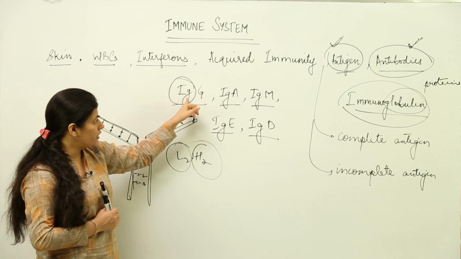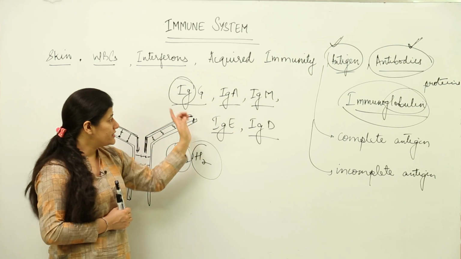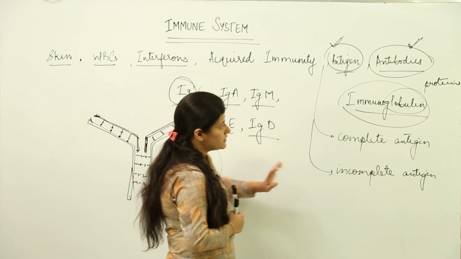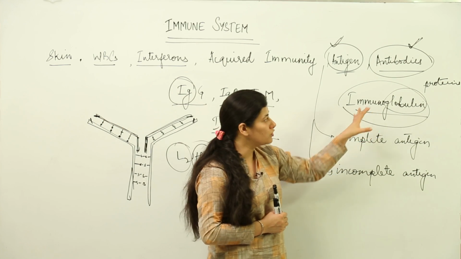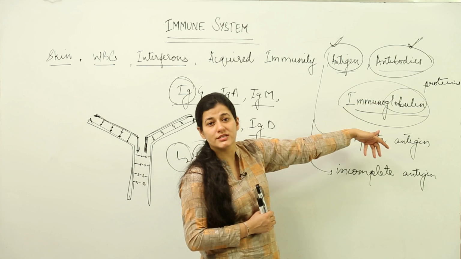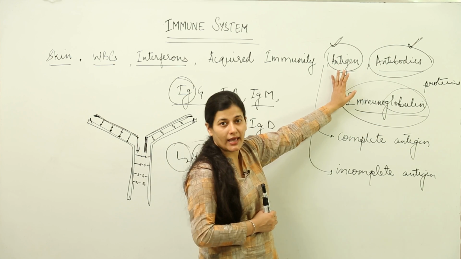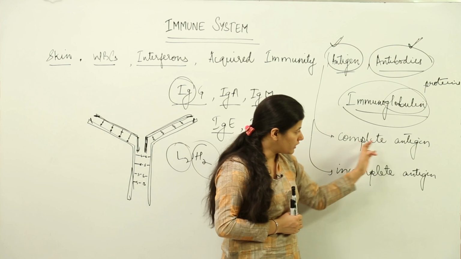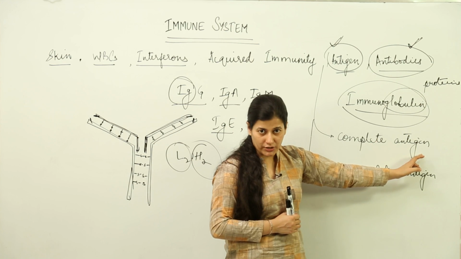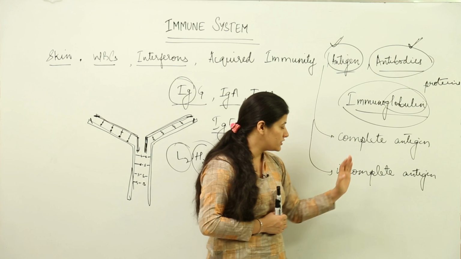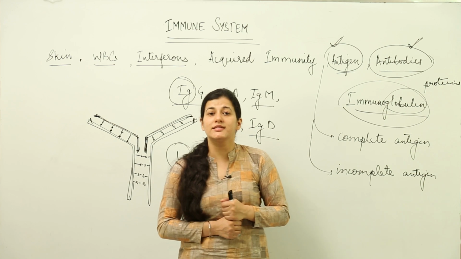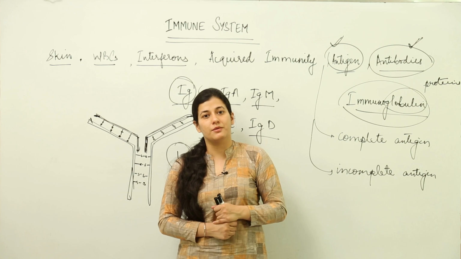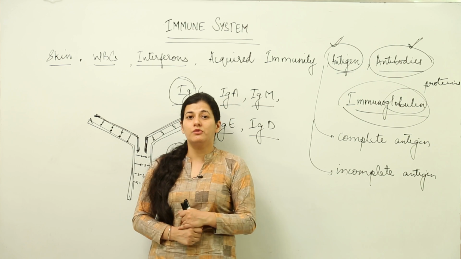It is of 1, 2, 3, 4, 5 types. These are the types of immunoglobulins which are present. These are nothing but antibodies. Now what is an antibody? It is an immunoglobulin protein which is produced inside the body against an antigen. This antigen could be of 2 types. If it is able to bring about antibody production in the body, that is known as complete antigen. If not, it is known as incomplete antigen. So this you have to keep in mind, and now we are going to skip to the acquired immunity topic.